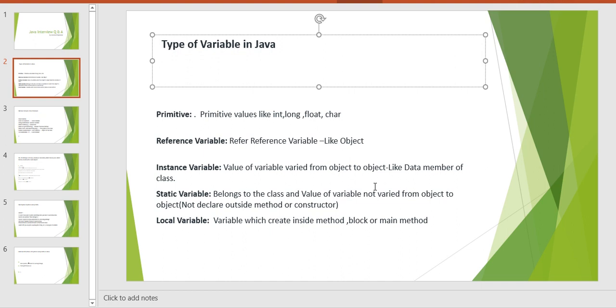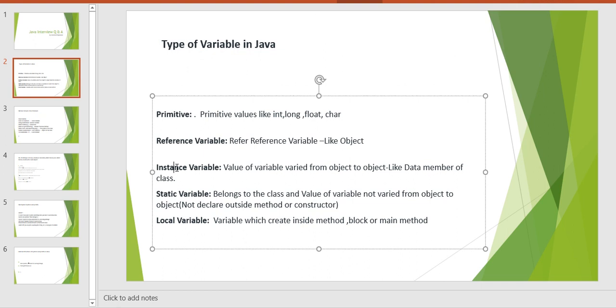A static variable belongs to the class, and the value of the variable does not vary from object to object. As in the previous slide, I have discussed the instance variable and static variable and provided the difference. Without creating an object we cannot access the instance variable, but a static variable can be accessed without creating any object, with the help of the class name. With the help of the static keyword I can use that variable, like static int id.